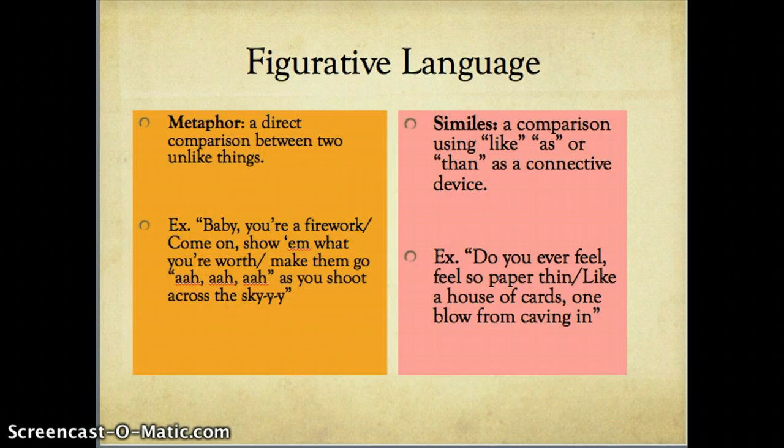So here are some examples of figurative language, and you'll have reviewed these from our fiction lectures as well. Two common ones are the metaphor and the simile, and you should be able to distinguish between them. A metaphor is a direct comparison between two unlike things, and a simile is similar, but it is a comparison that uses like, as, or than as a connection between the two things being compared.